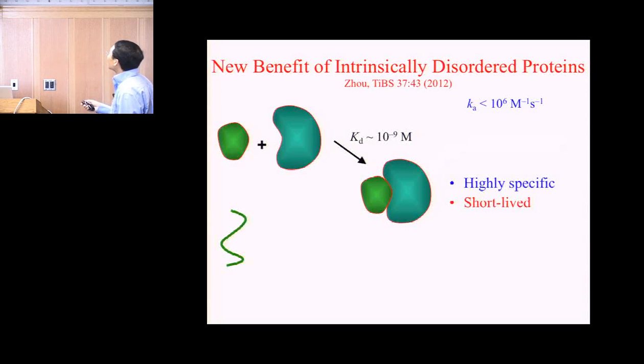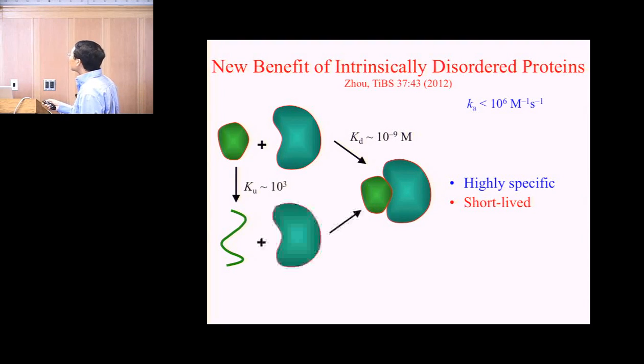Now, what happens if you make one of the subunits disordered? What happens is, because now the protein is disordered, that means that the disordered state is more stable than a hypothetical ordered state. And so therefore you lower the free energy of the unbound state, and by lowering the free energy of the unbound state, you increase the effective, the apparent dissociation constant.